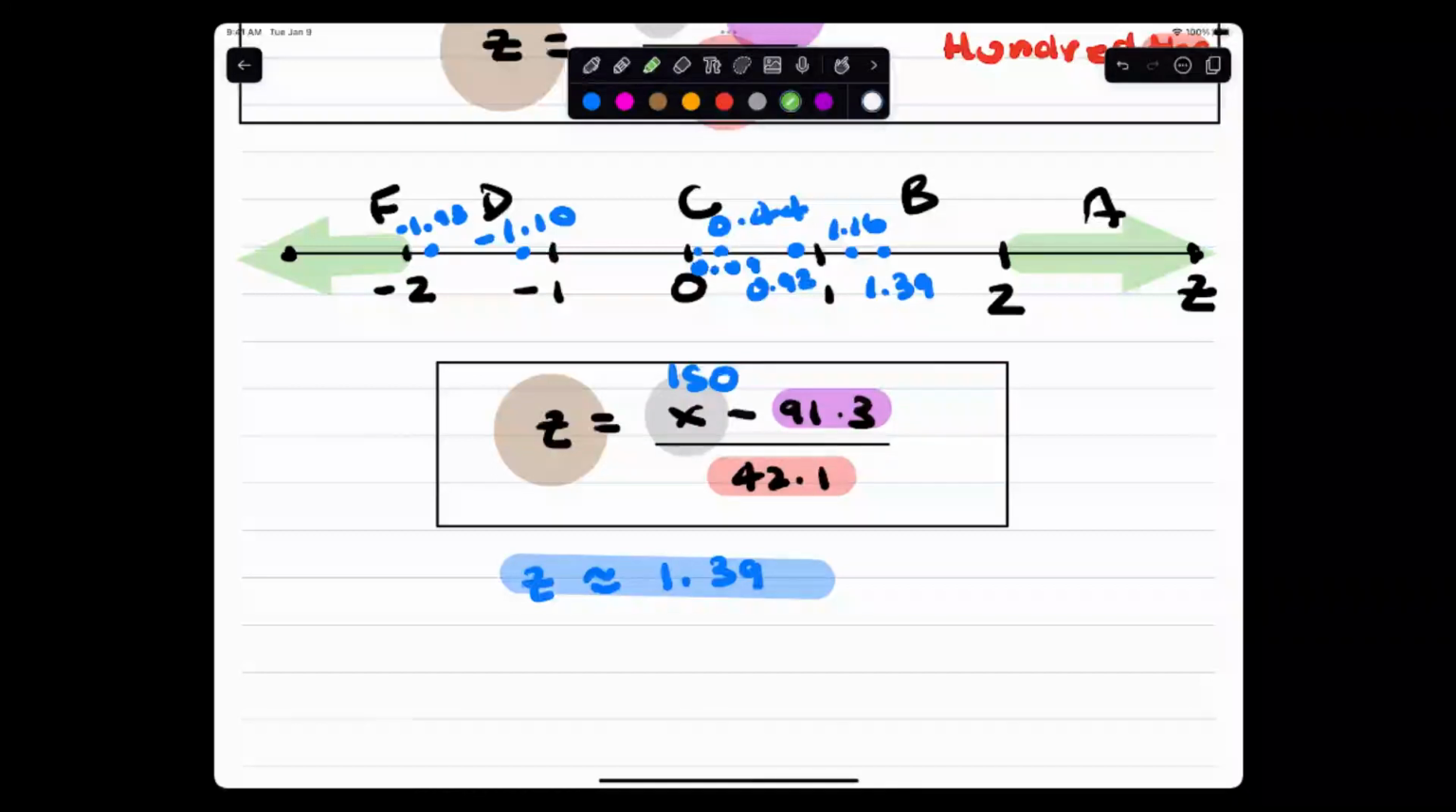Is it unusual? Yes. Is it unusual? No. How do you know? If it's bigger than 2, the z-value is unusual. If it's less than -2, the z-value is what? Unusual.